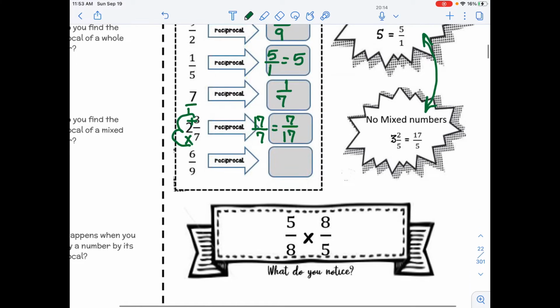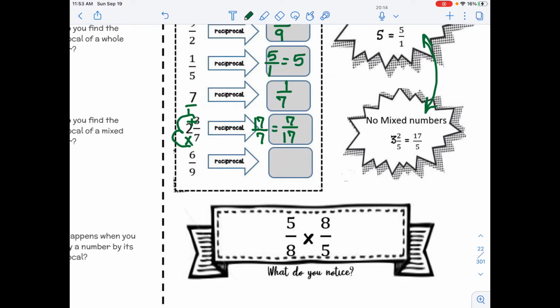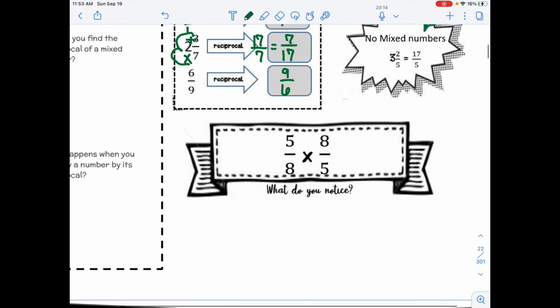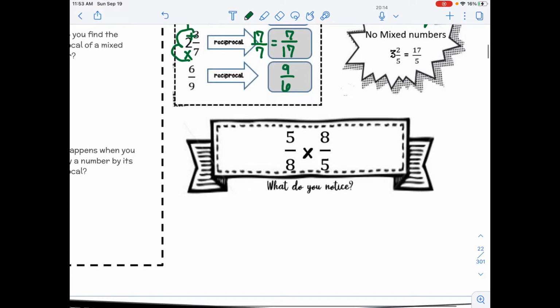All right, 6/9. So the reciprocal of 6/9 is going to be 9/6. All right, nice. Now we have 5/8 times 8/5. So now what are we going to do here? Well, remember what I said earlier? What do you notice? Well, I'm multiplying it by its reciprocal.